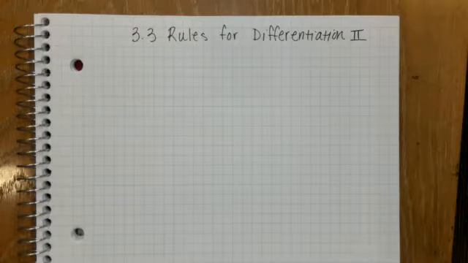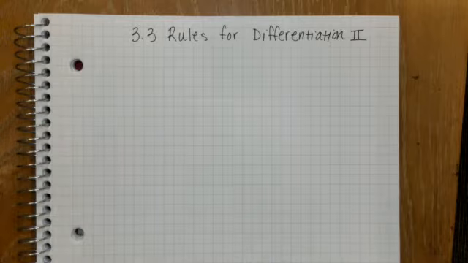Okay, Spartan fans, this video is going to be the second for 3.3 rules of differentiation. So in the last video, we looked at the power rule. Okay, so we're going to look at the product rule and the quotient rule. And there's a bunch of rules of differentiation, and they're all, of course, listed in your book. I'm not going to go through every single one of them. I think some are easier than others.